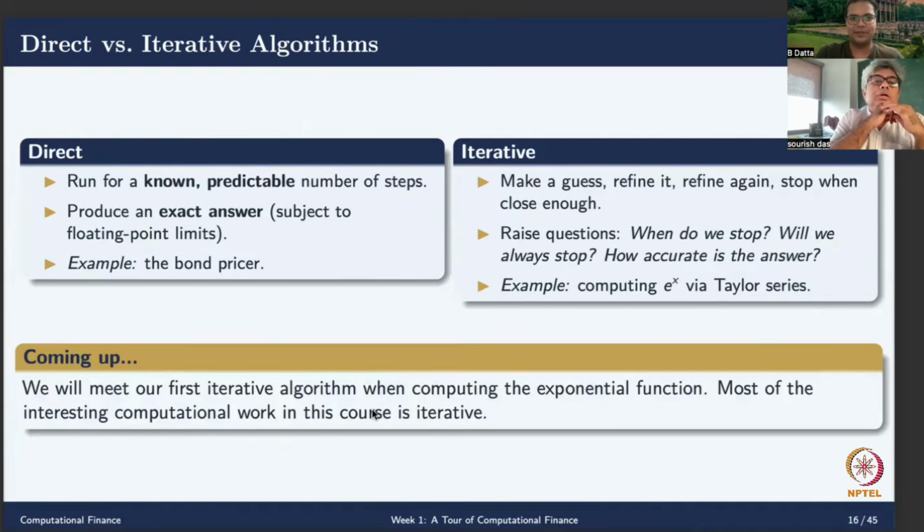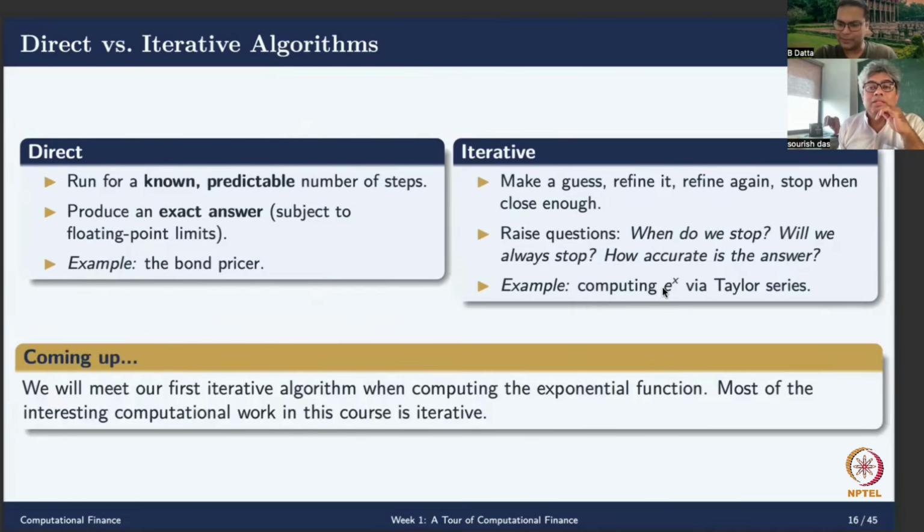So you said direct is one way. Are there things we'll be seeing which are not direct? Yes. Another is the iterative algorithm. Iterative algorithms make a guess, then refine the guess, and stop when they get somewhere in close proximity of the answer. The question always arises: when do we stop? Shall we always stop? How accurate are the answers in these kinds of iterative algorithms?